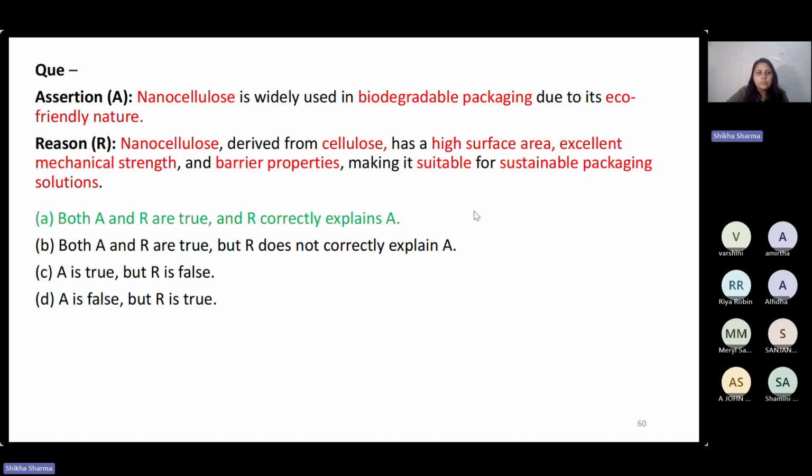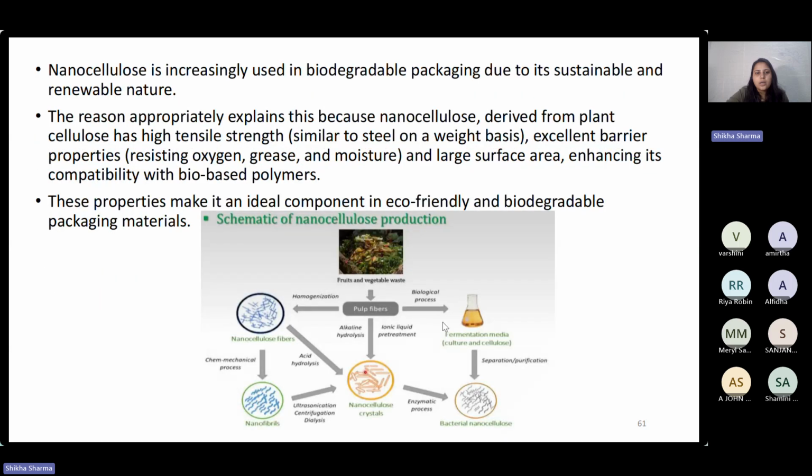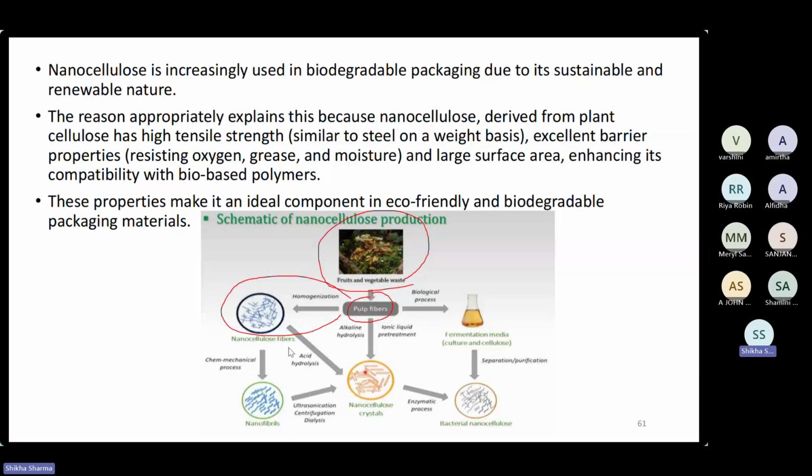Okay, so answer A is correct here: both the assertion and the reason are correct, and the reason is a correct explanation of the assertion. Nanocellulose is basically obtained from fruit and vegetable waste. The pulp fibers are extracted, and through three processes we can get nanocellulose. When we do a physical treatment like homogenization, we get nanocellulose fibers, and after that a chemical-mechanical process gives the nanofibers.